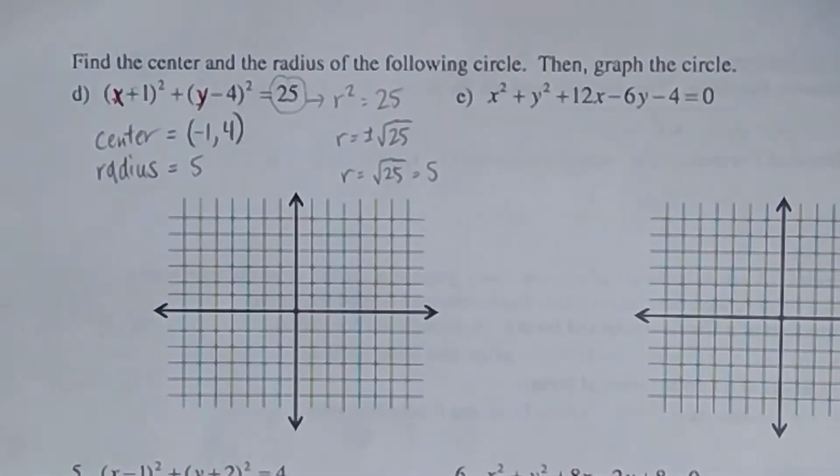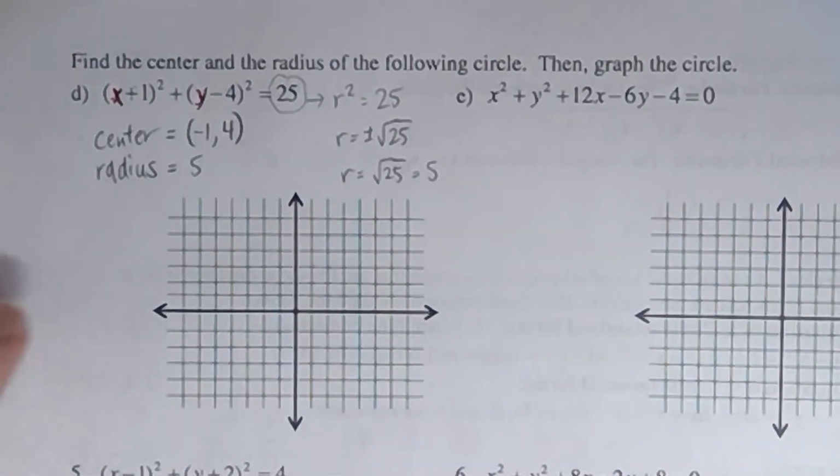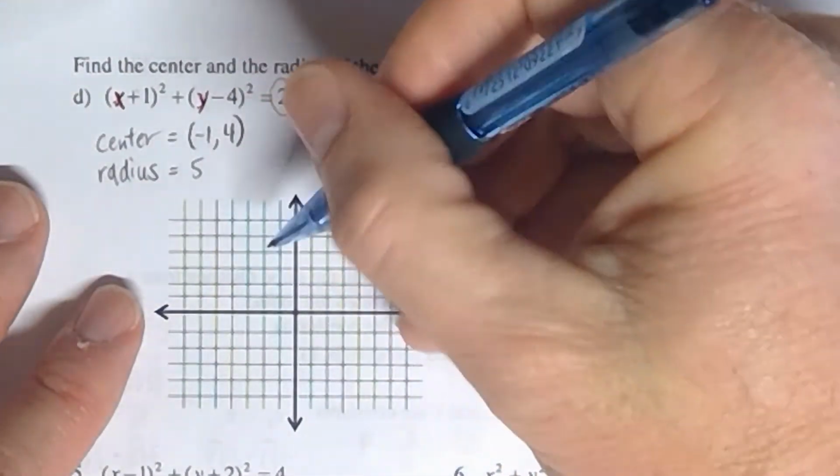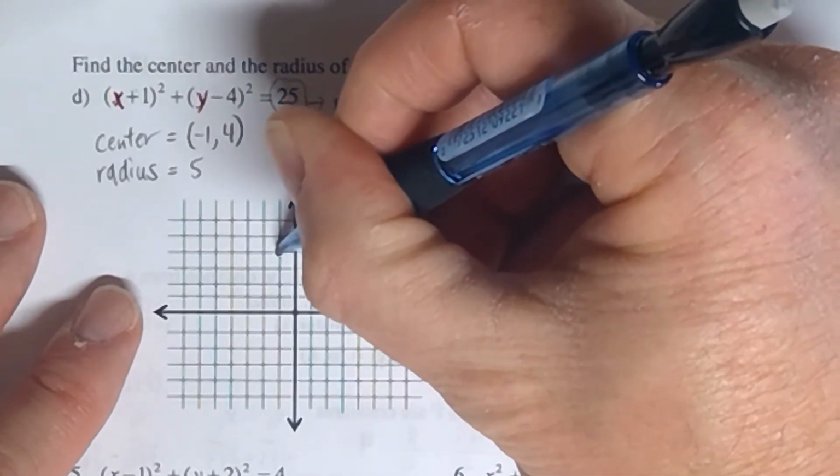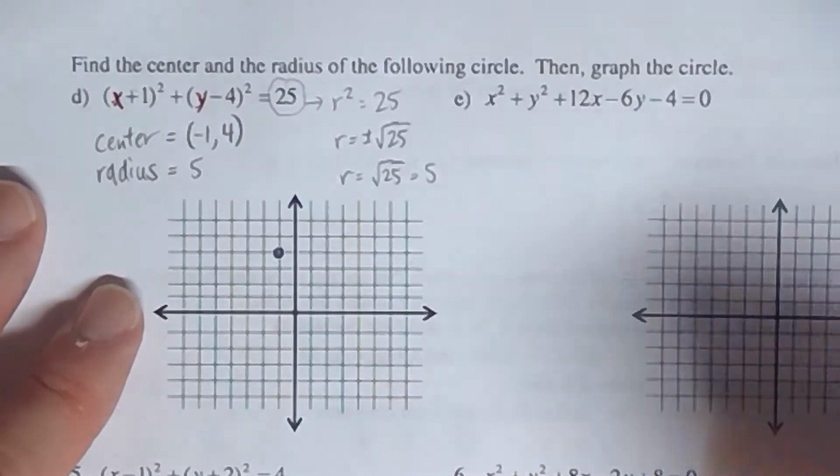Then it says graph the circle. Here's how you graph a circle. You take your center first, which is right here. Go ahead and plot that.